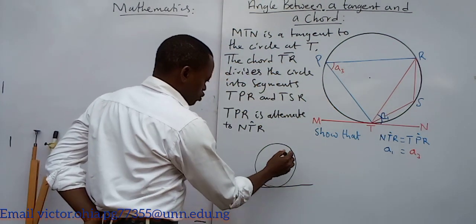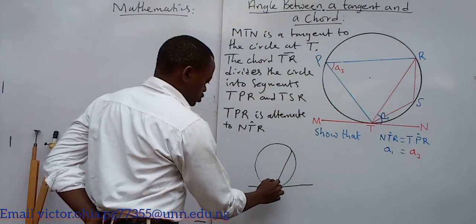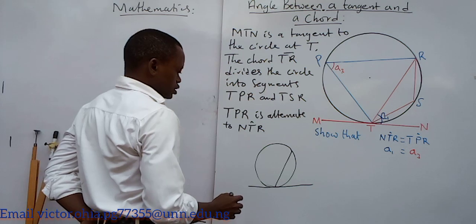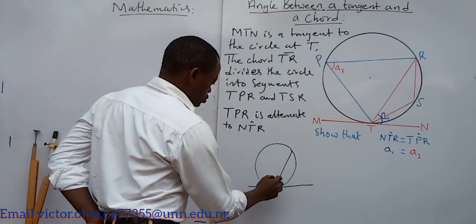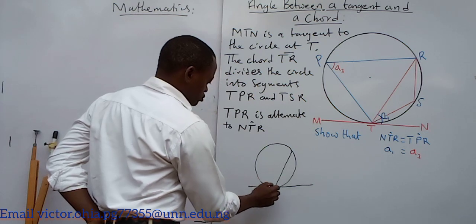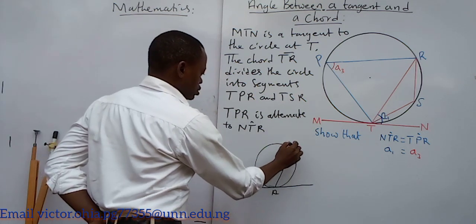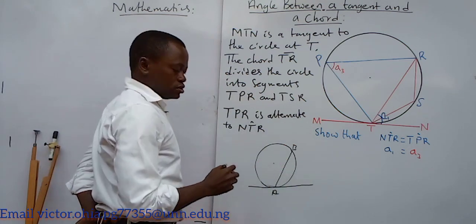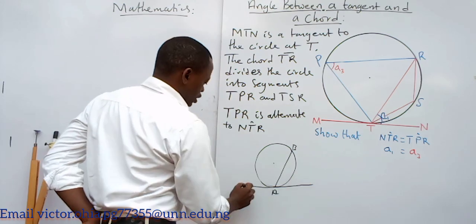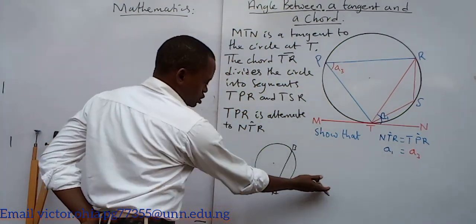So if you have a chord, all these terms we are using here, I'm trusting that if you look at the previous classes we've had, you'll be able to capture them. So if you look at this now, this is A, and this is B. Of course, this is a chord because it doesn't pass through the center of the circle. And this is a tangent. I can call this, let's say, MN. So this is a tangent.